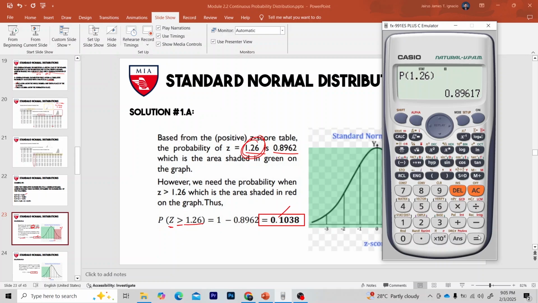So it's more important to use this calculator technique because we can lessen the time that we need to consume in solving a certain problem under this lesson. So remember, first you need to change your mode into stat. Then after that, shift 1, then stat, then 5 for distribution, 1 for probability.